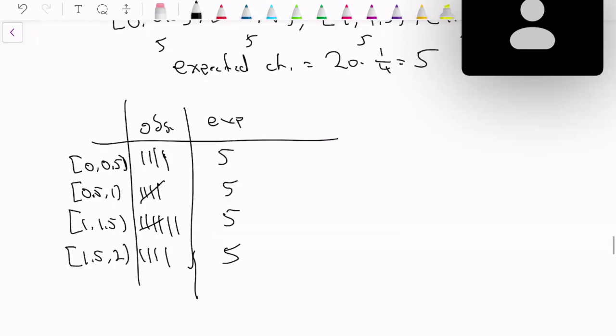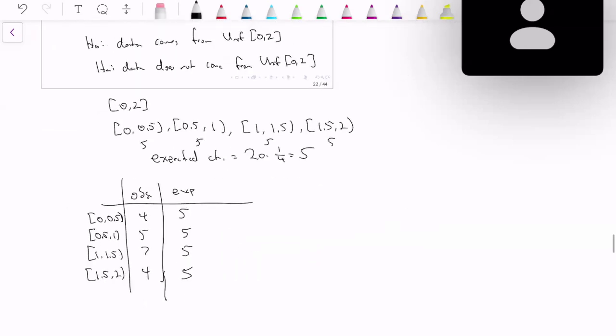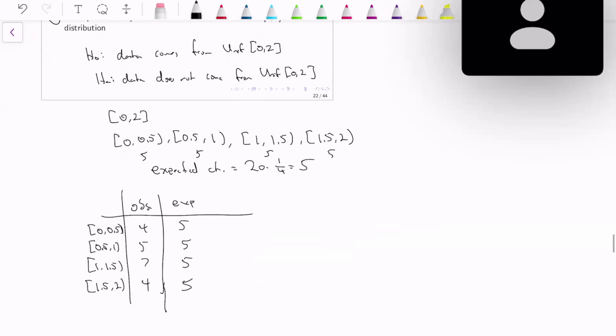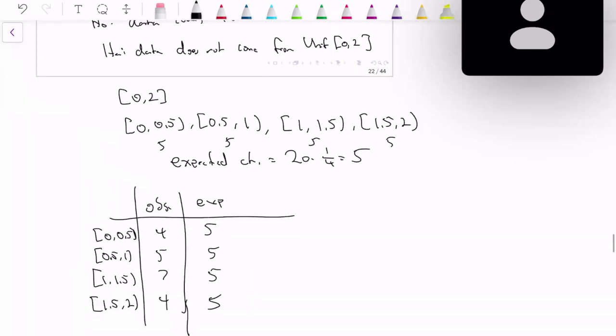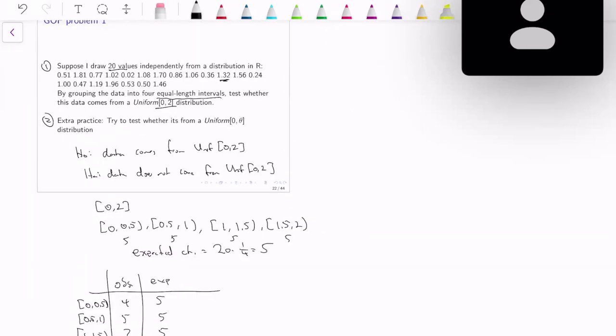Okay, so we observed here, I'll write this: 4, 5, 7, 4. These are the observed numbers that fell into each of these intervals, just by looking at the 20 observations up here.